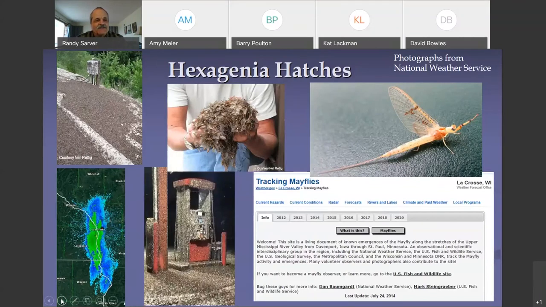I don't know if you've ever heard this before or not, but they are attracted to light, and that's one of the problems people have. Over the Mississippi on lighted bridges, so many of the Hexagenia get attracted to light and then fall down on the bridge, and they're pretty squishy. So after they're run over a few times by cars, the bridges actually get slick enough sometimes that they have to close the bridge for a few hours just to avoid accidents.